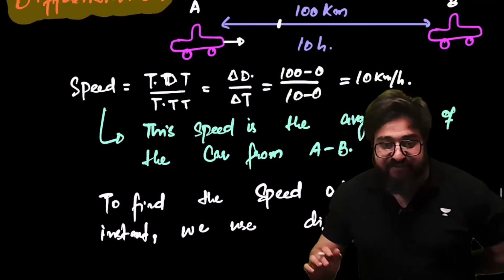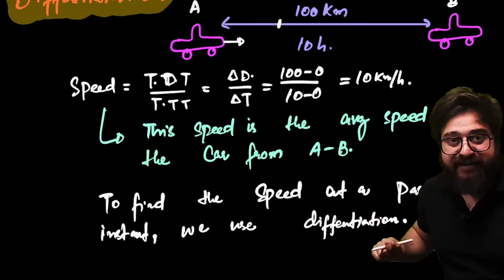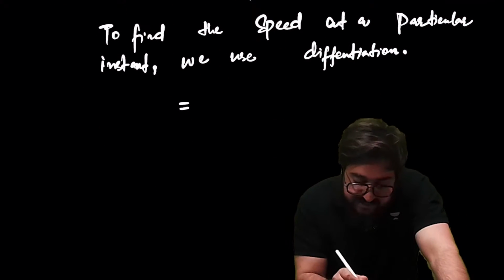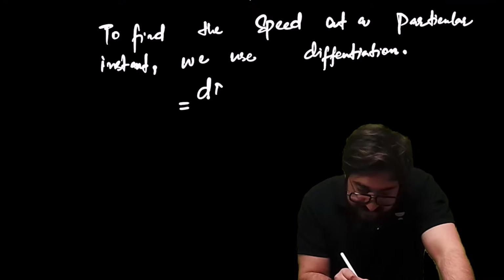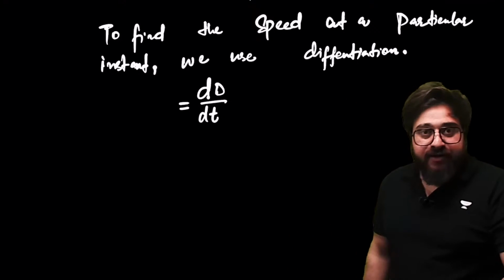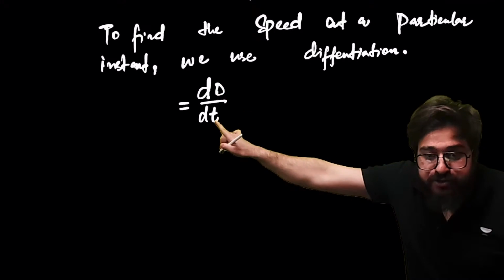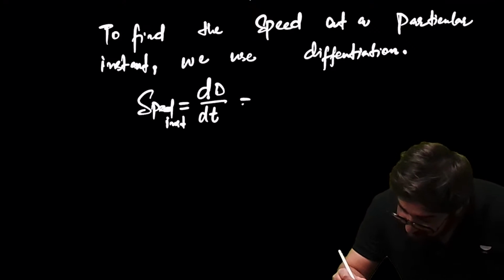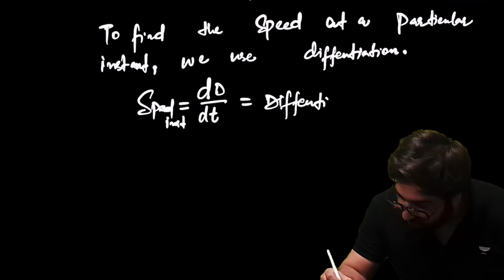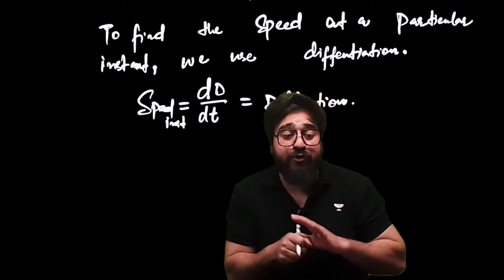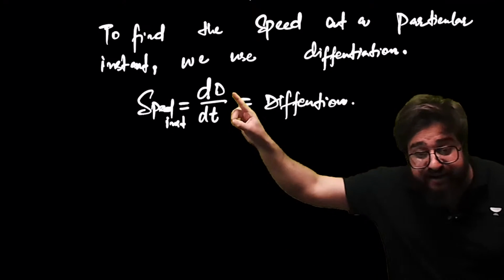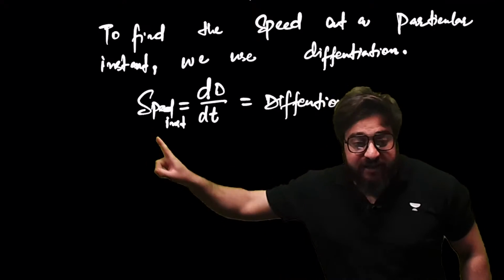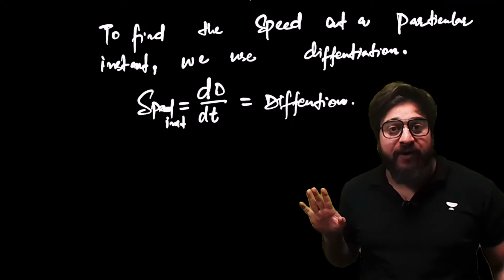Sir, when it comes to the average speed, we say average speed is delta d by delta t. But instantaneous speed over here is simply dd divided by dt. Small change in distance upon small change in time, this will give us the instantaneous speed, and this is what we call differentiation. Okay, so differentiation helps you to find the speed, or we say rate of change of displacement with respect to time at any particular point. Differentiation helps you to find the speed at any particular point.